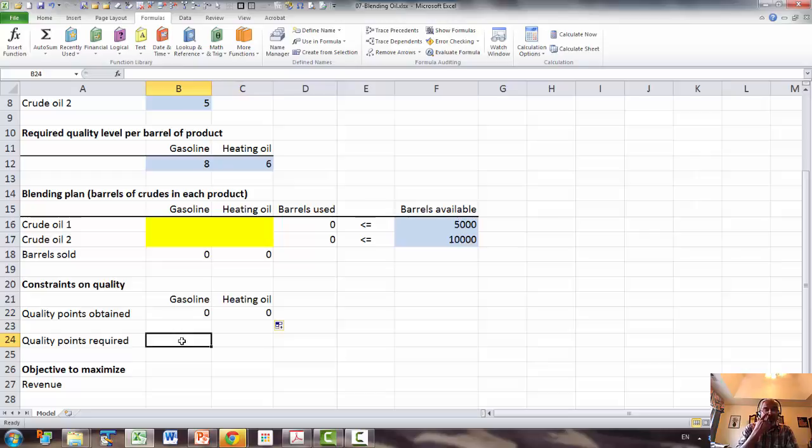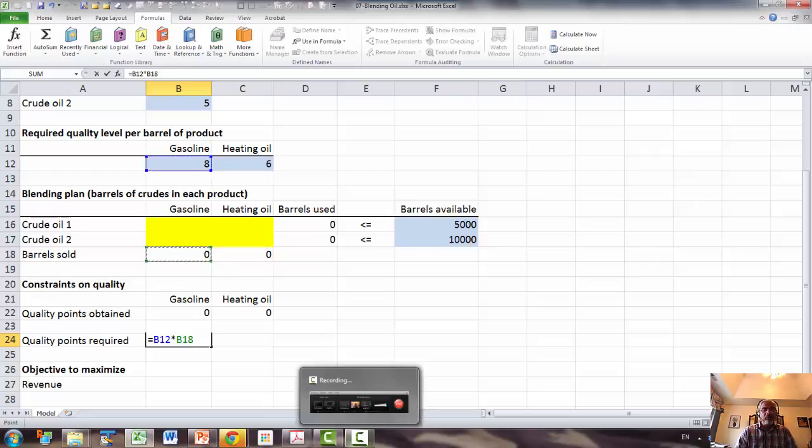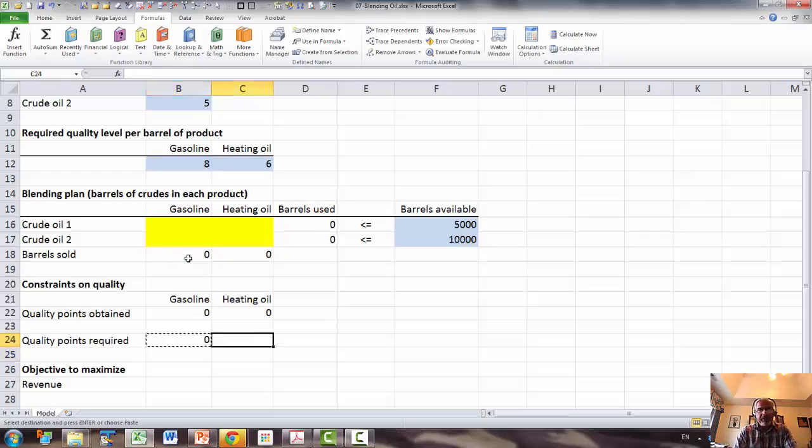Now, how many quality points should be there? Well, the 8 quality points per barrel must be in the gasoline, and that times the total barrels that we will be making will give us how many quality points must be in the product that we are producing. So you copy that here. This is your quality points that will be in the production. This is the quality points that must be in the production. So what will be there must be greater than or equal to what should be there.